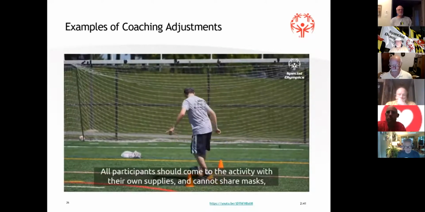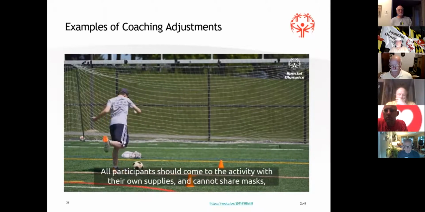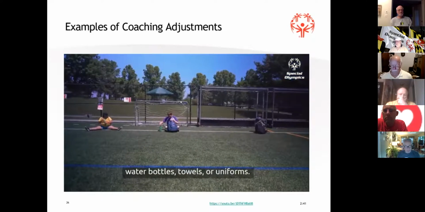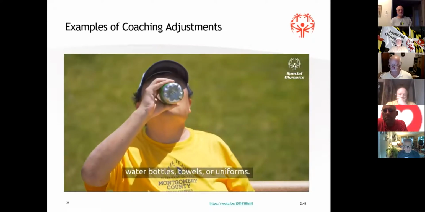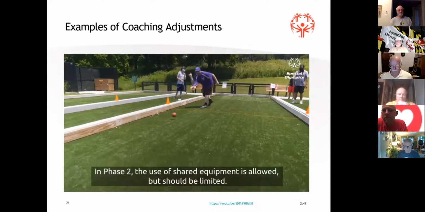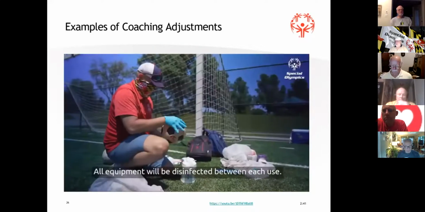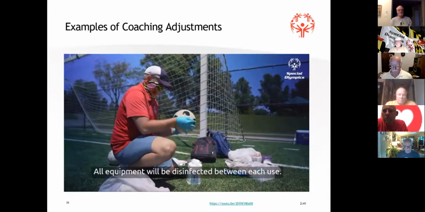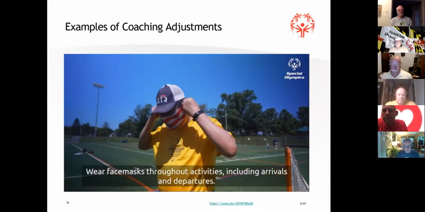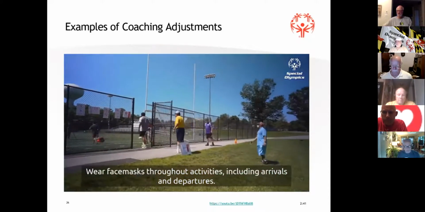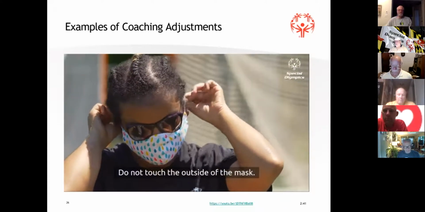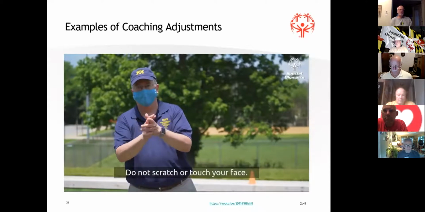All participants should come to the activity with their own supplies and cannot share masks, water bottles, towels, or uniforms. In Phase 2, the use of shared equipment is allowed, but should be limited. All equipment will be disinfected between each use. Wear face masks throughout activities, including arrivals and departures. Do not touch the outside of the mask. Do not scratch or touch your face.